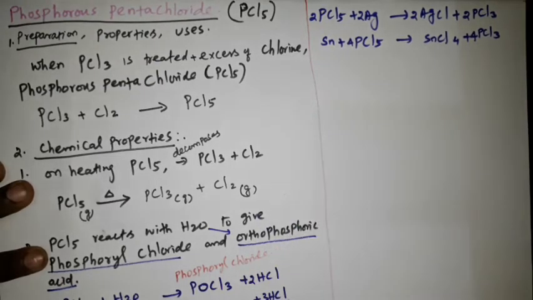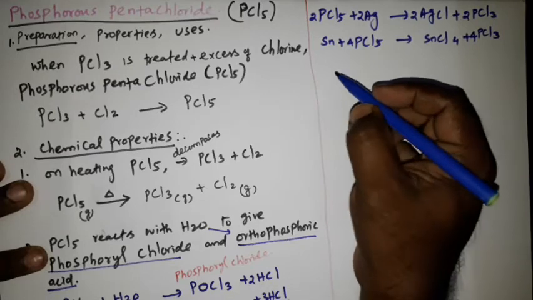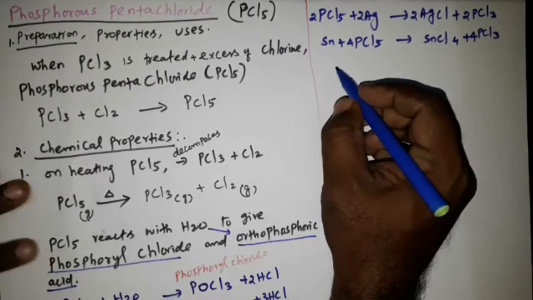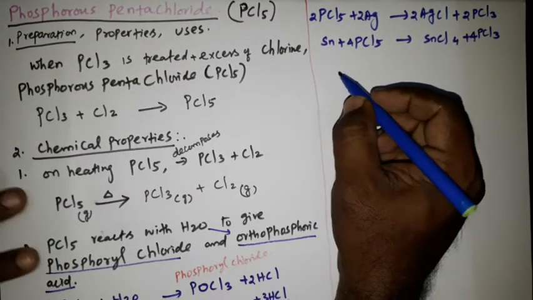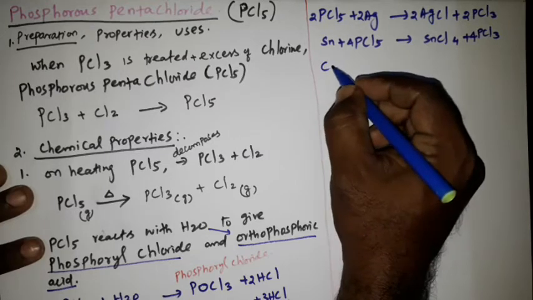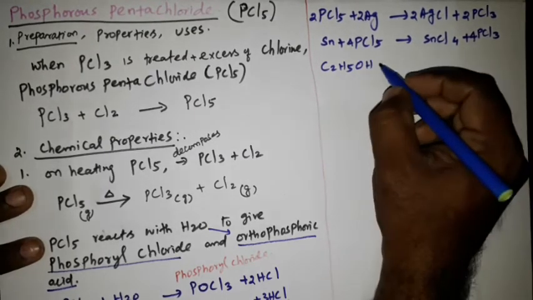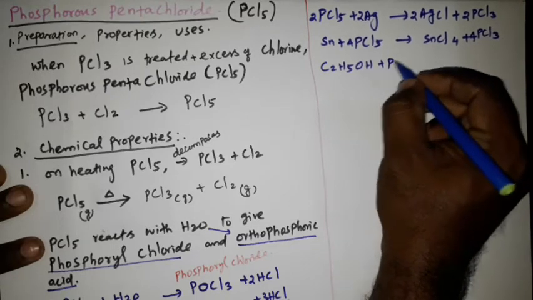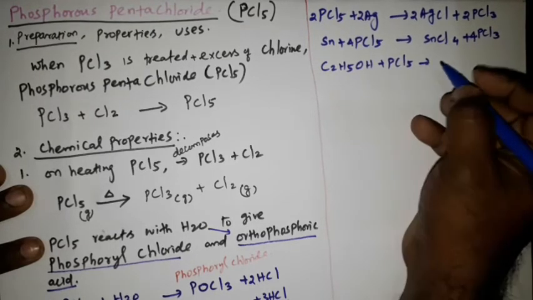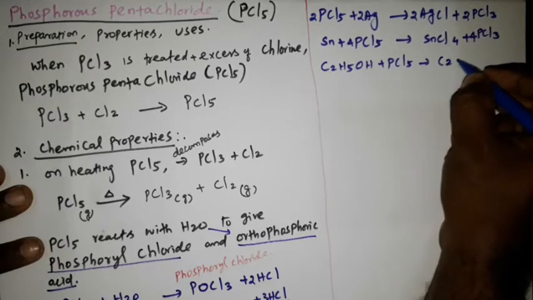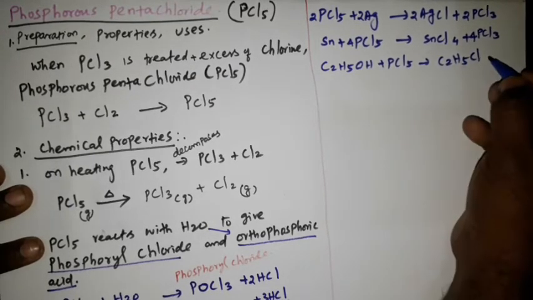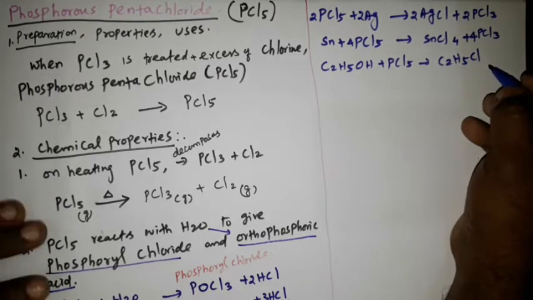Then also this PCl5 chlorinates the organic compounds. Organic compound examples are alcohols and acids. So C2H5OH, this is ethyl alcohol, plus PCl5, we will get C2H5Cl plus HCl.